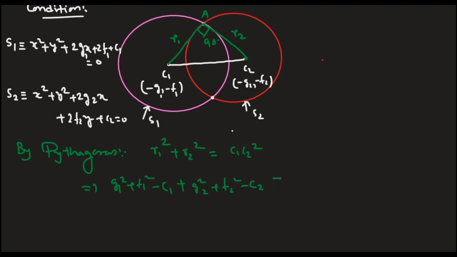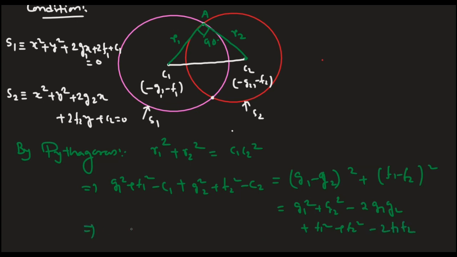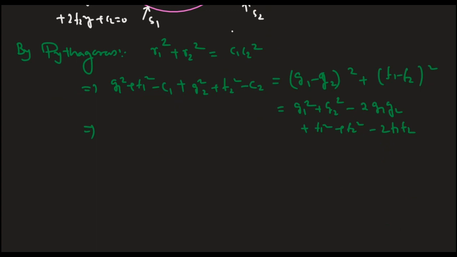Here c1, here c2. For the c1 c2 whole square, you have to take g1 minus g2 whole square, and f1 minus f2 whole square, you can take. So now if you expand it, it will be g1 square plus g2 square minus 2 times g1 g2, and here you have f1 square plus f2 square minus 2 times f1 f2. So now we can see that a few terms get cancelled.